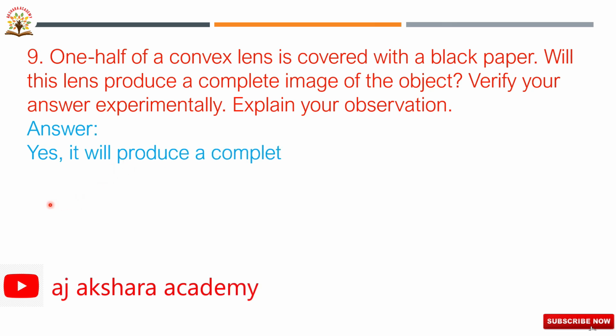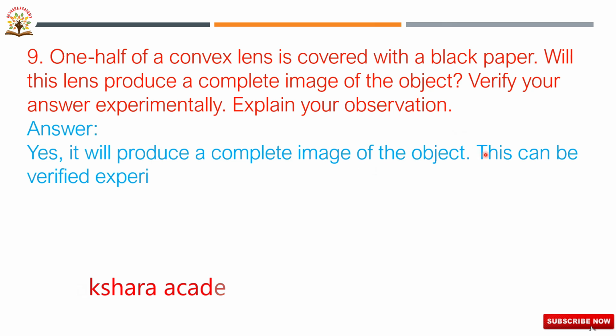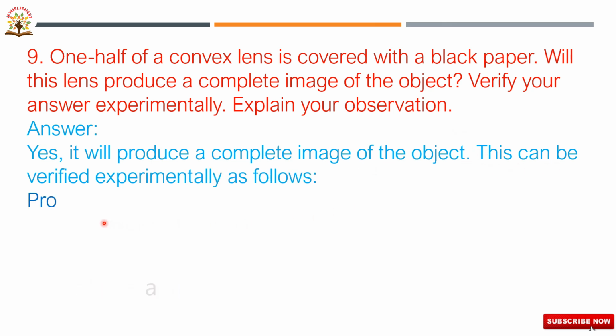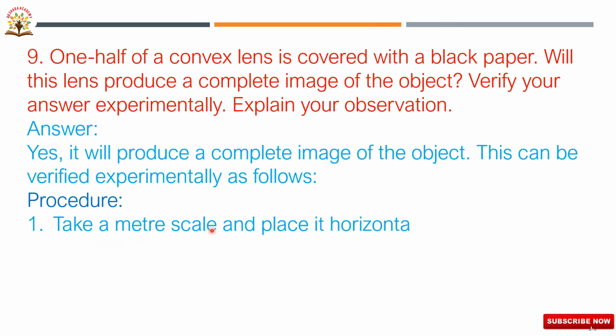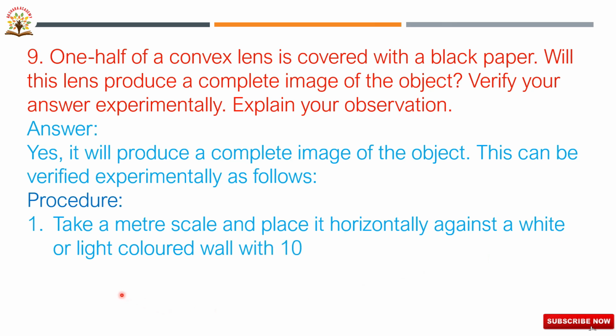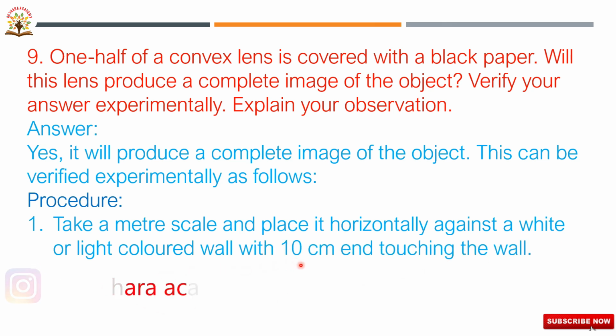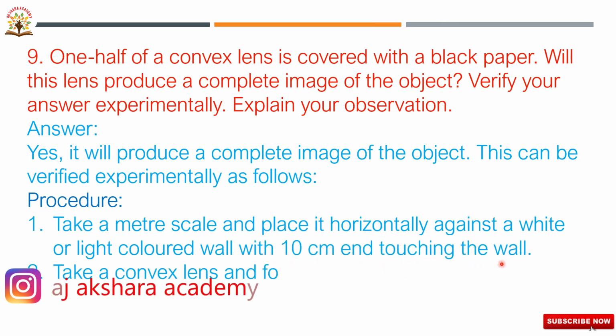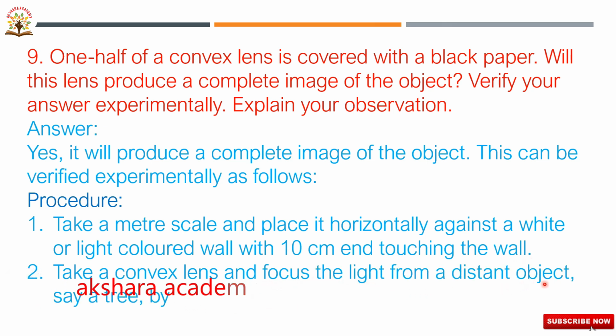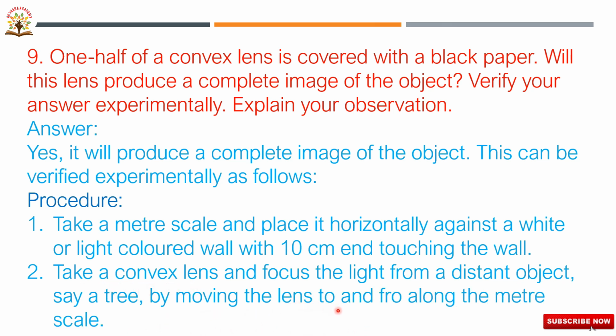Now we'll discuss the answer. Yes, it will produce a complete image of the object. This can be verified experimentally as follows. Take a meter scale and place it horizontally against a white or light colored wall with a 10 cm end touching the wall. Take a convex lens and focus the light from a distant object, for example a tree, by moving the lens to and fro along the meter scale.